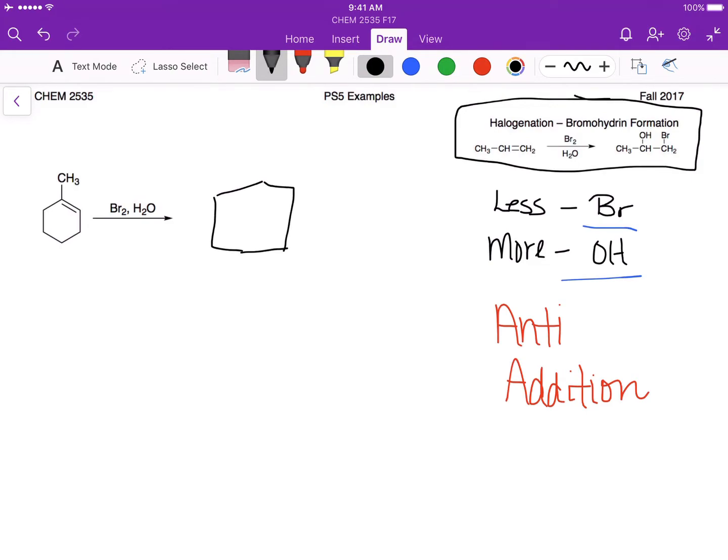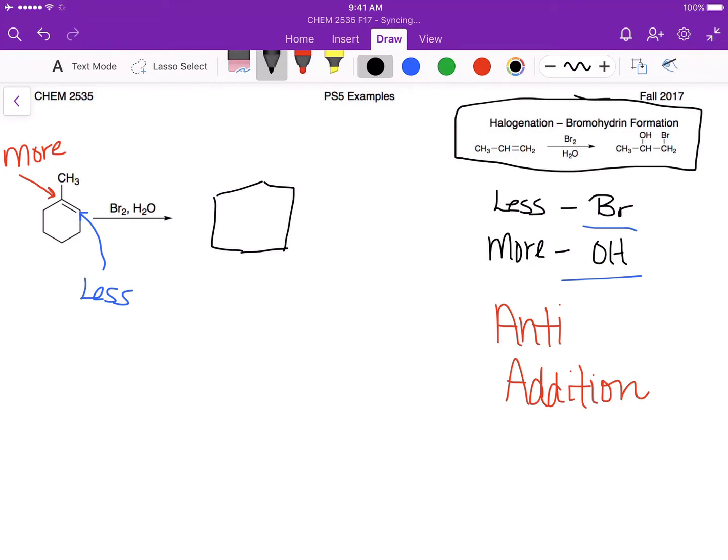Okay, so our less substituted carbon is this one, right? So this is our less substituted carbon. That's where the bromine's going to go. Our more substituted carbon is this one, and that's where our OH group is going to go. But now we have to figure out the stereochemistry, and we also have to keep in mind this methyl group that we have on the ring already.